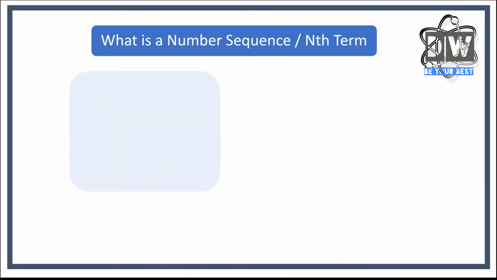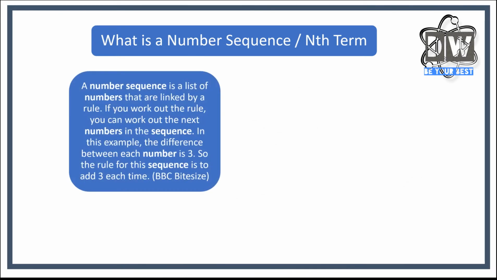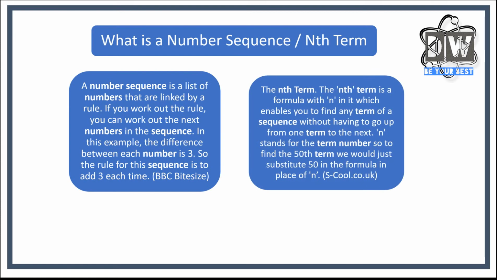So what is a number sequence? I know you've done this before, but basically a number sequence is a list of numbers that are linked by a rule. We've got the nth term. So what's the nth term? It is a formula with n in it that enables us to find the next number or any number in a number sequence.